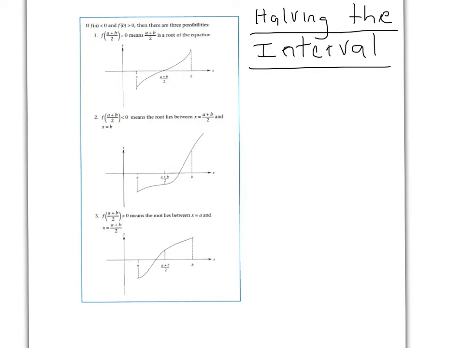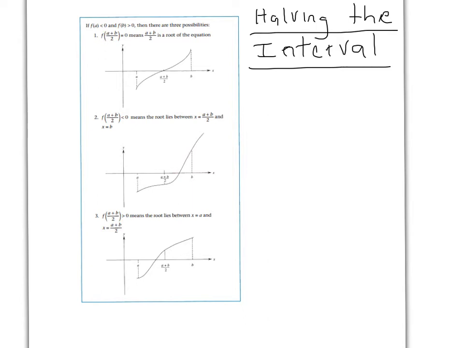But let's have a look at the next one. A is negative, B is positive. So I halve them, A plus B over 2, and I sub that in and I get a negative. Therefore, you've got to choose: does the root lie between A and the halfway point, or the halfway point and B? And it's based on the signs. So if A is negative and the halfway point's negative, there's no root there. But if A is negative and B is positive, there's a root there.